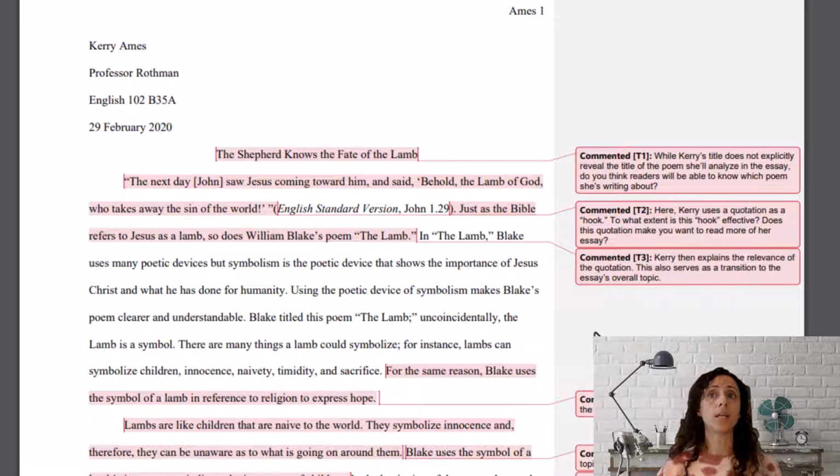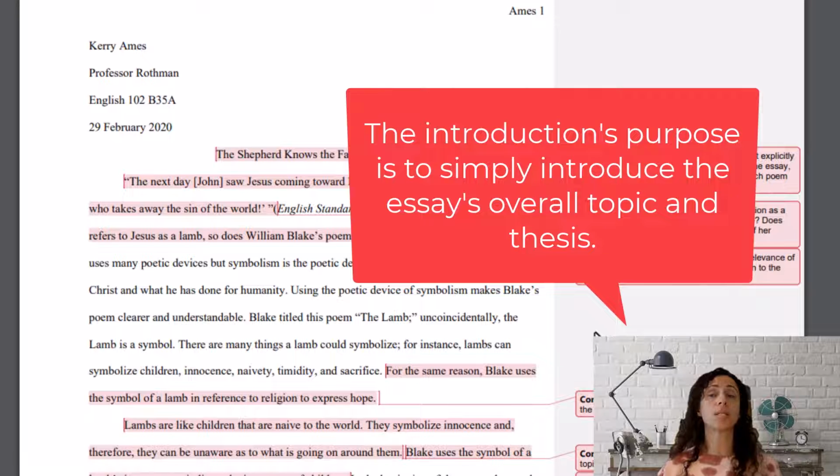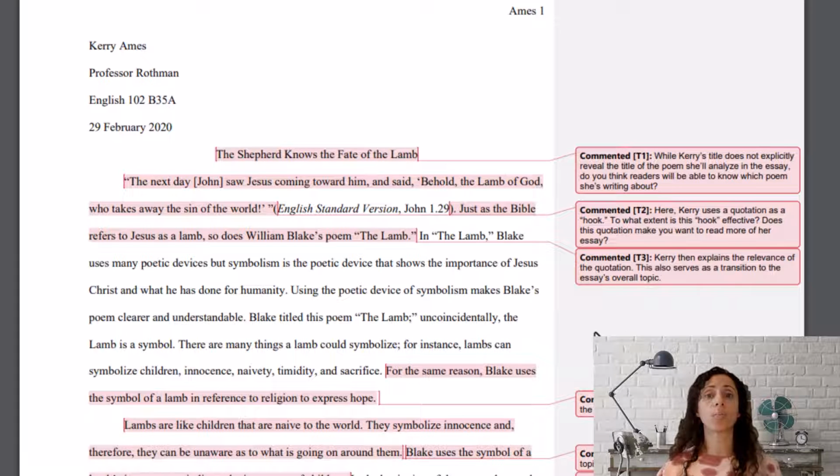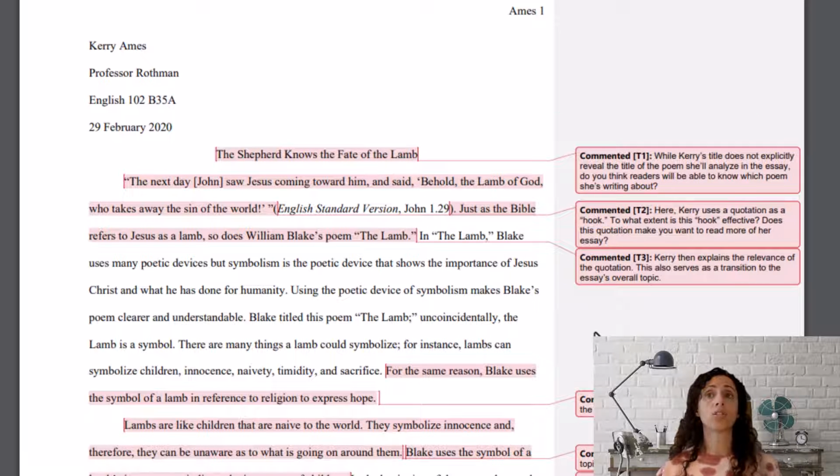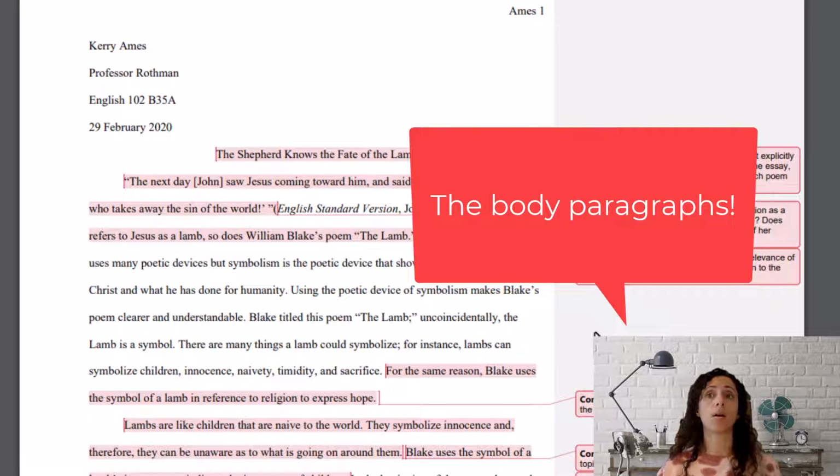While evidence is needed to persuade your readers to accept your thesis as valid, the introduction's purpose is simply to introduce the essay's overall topic and thesis. So it's not necessary to bring in textual evidence from the poem and analysis in the introduction. So where should the evidence go? The answer to this question is simple: the body paragraphs.